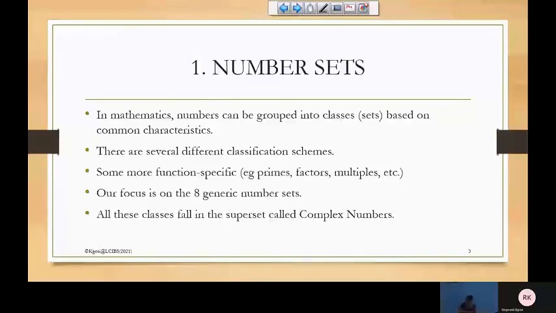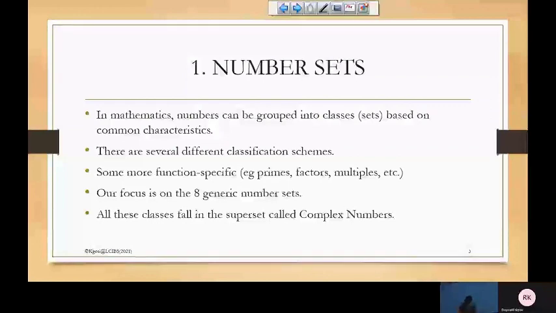First of all, let's look at number sets. Before we look at number sets, let's first of all appreciate what is meant by a set. Now, sets are a form of classification in which entities or things are grouped based on certain characteristics that they have in common.